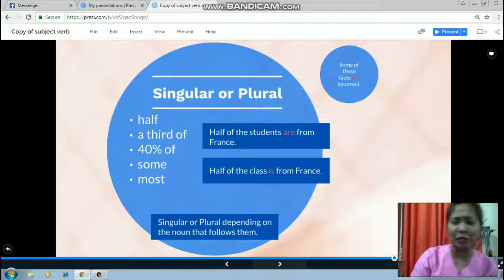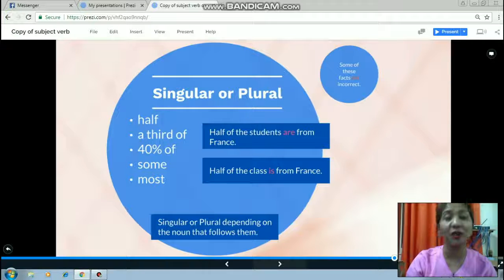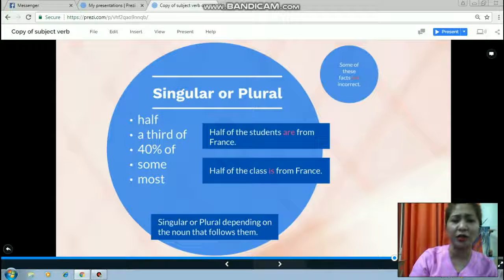Singular or plural. So these are some examples that are confusing to some learners. The words half, some, and most. So let us see how we are going to know if these words are singular or plural. Half of the students are from France. Half of the class is from France. So in the first sentence, we use the verb are. What is the subject? Half of the students. Since we use the phrase half of the, after that, we have the word students, right? And that is plural. That is why we use the verb are.